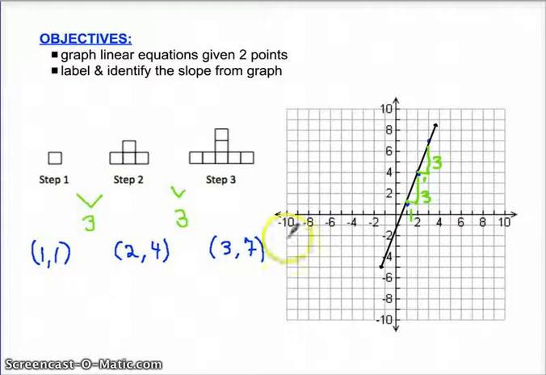So between any 2 points, if we have a linear equation, the slope is going to remain constant. It will be a constant slope. So I will write the slope, which represents m. The slope is rise over run, 3 over 1. We went up 3 for every one that we went over, and that is the slope, and that is how you graph a linear equation given 2 points.